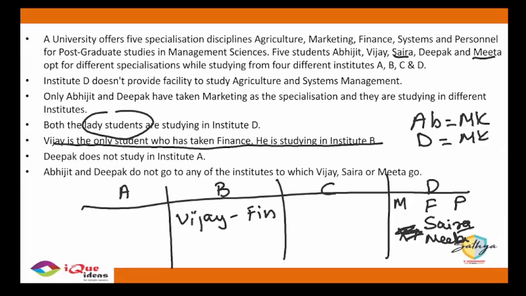Now, Deepak does not study in Institute A. So Deepak could either be studying in Institute C or in Institute D. Right? So Deepak could be in C or D because he is definitely not in A. And Deepak could also be in B. So technically, other than A, he can be anywhere.